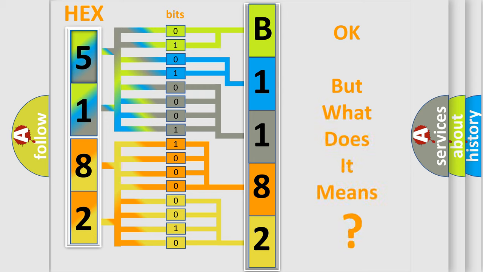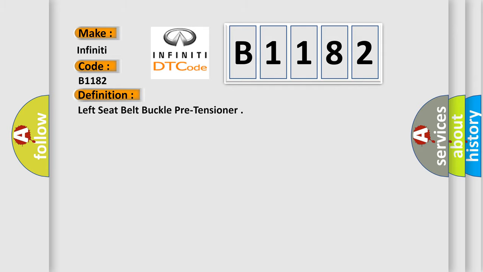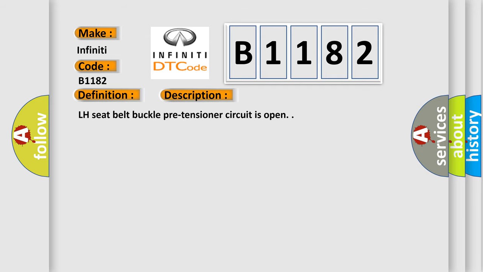The number itself does not make sense to us if we cannot assign information to what it actually expresses. So, what does the Diagnostic Trouble Code B1182 interpret specifically for Infiniti car manufacturers? The basic definition is left seat belt buckle pre-tensioner. And now this is a short description of this DTC code. LH seat belt buckle pre-tensioner circuit is open.